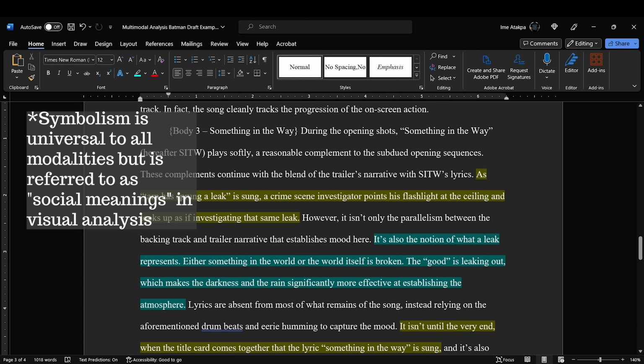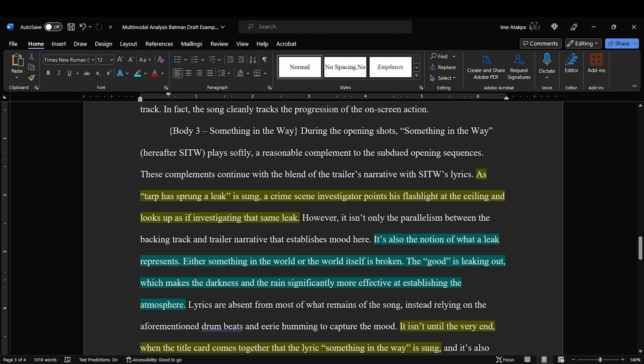The notion of what a leak represents. Either something in the world or the world itself is broken. The good is leaking out, which makes the darkness and the rain significantly more effective at establishing the atmosphere.